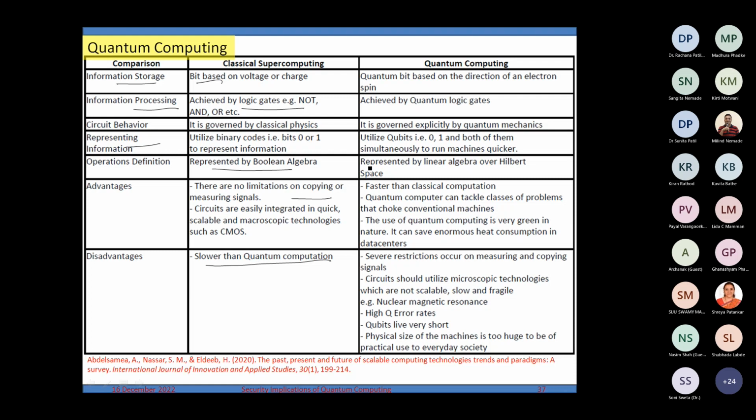When it comes to quantum computers, the quantum information is stored in the form of quantum bits, and it is stored by using an electronic spin operation.